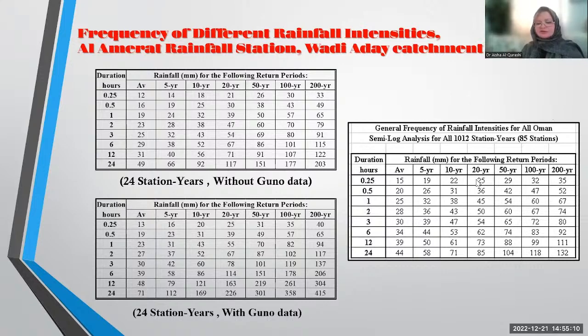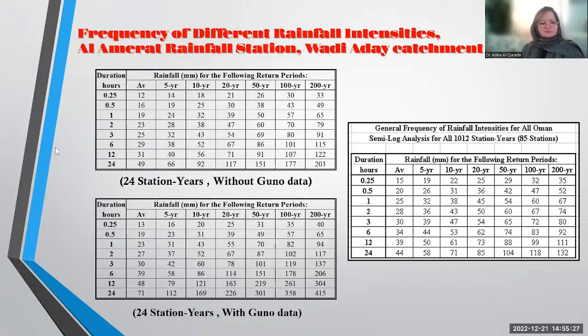This table on the right is the general, the old one for all of Oman, and it shows, of course, much lower magnitudes for different return periods.